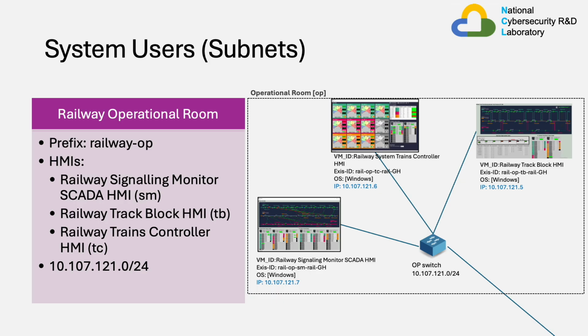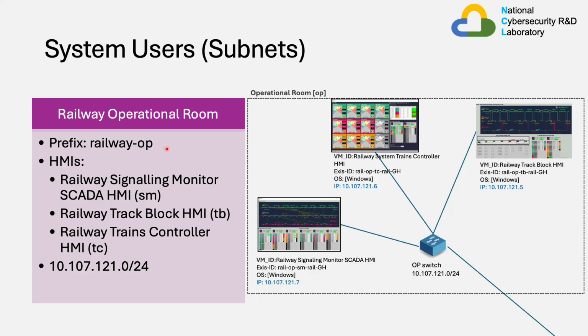And finally, we have the operational room. The operational room subnet is meant to simulate the railway control center in real life, where users can view and manage the whole railway system from. Operational room VMs will have a prefix of railway-op in their VM ID. Currently, there are no user VMs in the operational room.